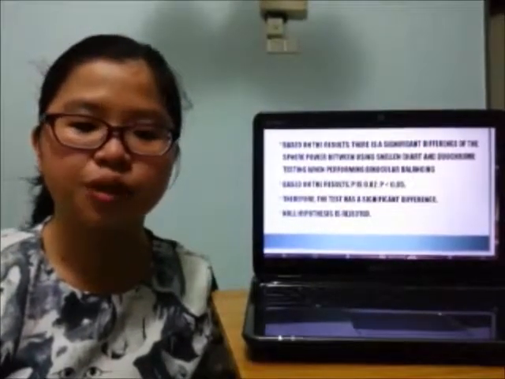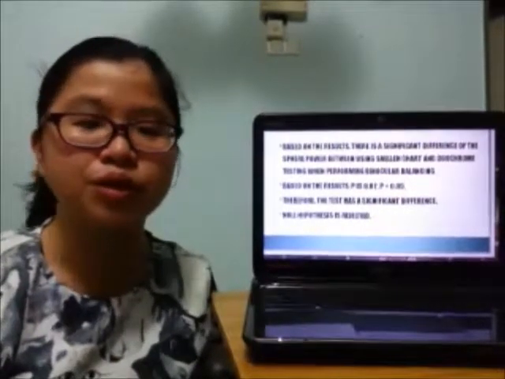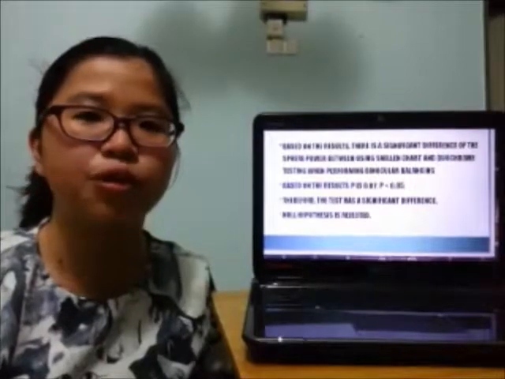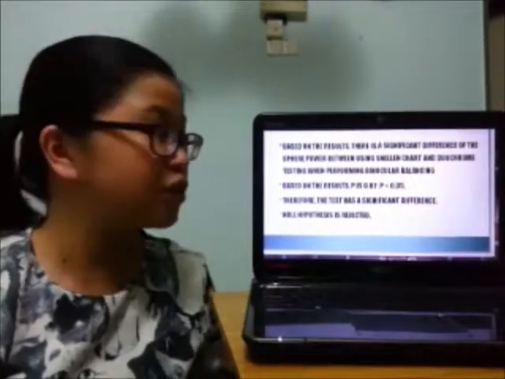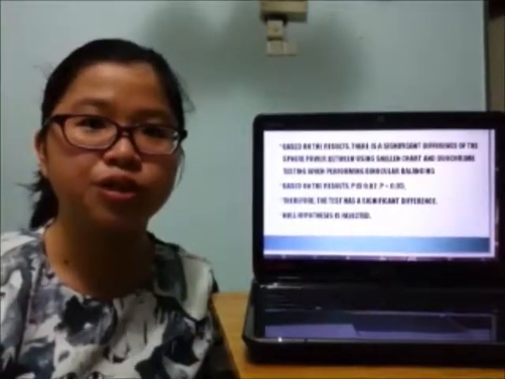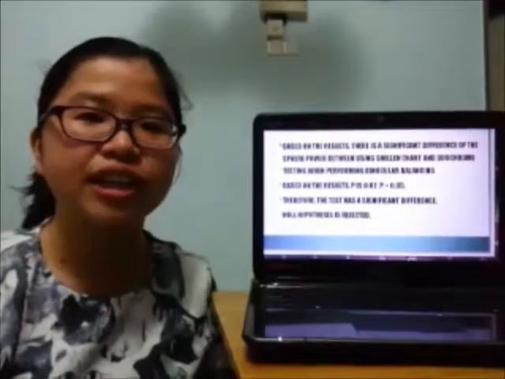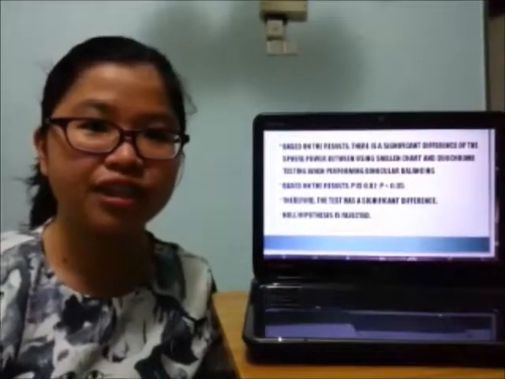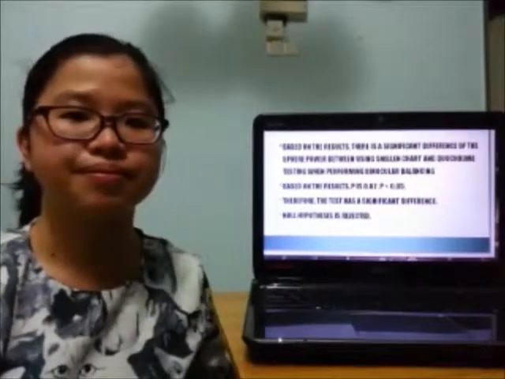Based on the results we obtained, there is a significant difference of the sphere power between using the Snellen chart and Duochrome testing when performing binocular balancing. This is obtained based on our results. The p-value I previously stated is 0.002, and because the p-value is less than 0.05, the test has a significant difference. Therefore, the null hypothesis is rejected.